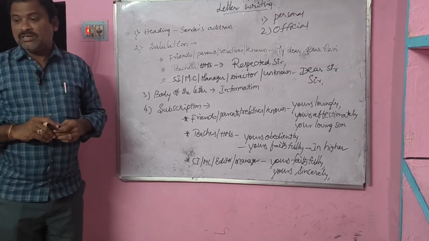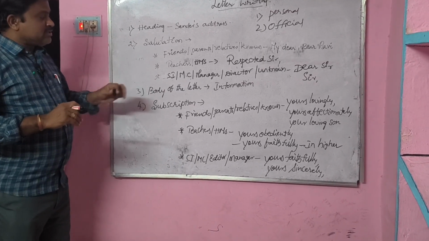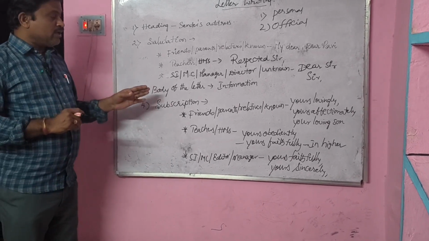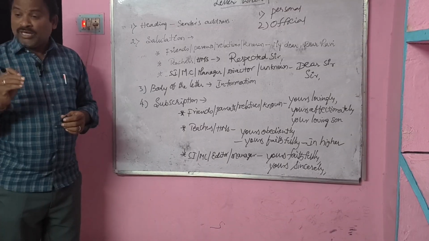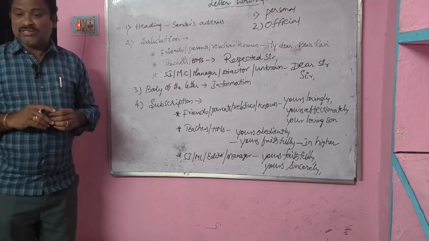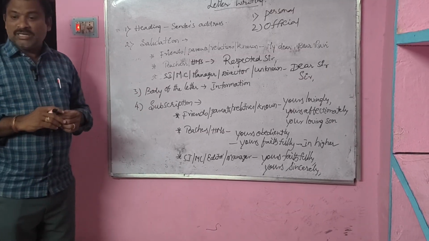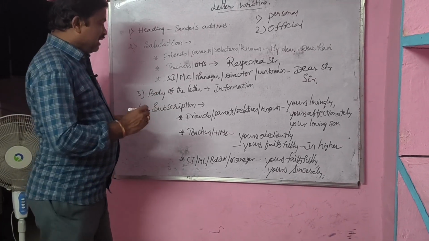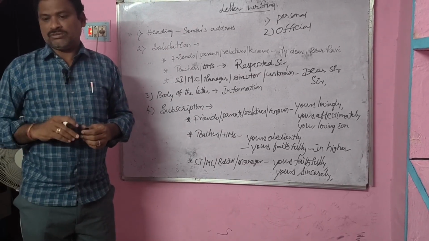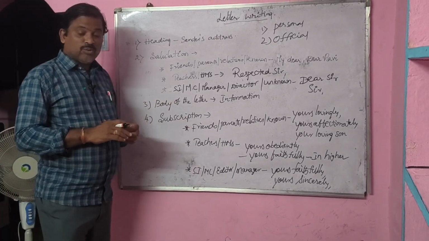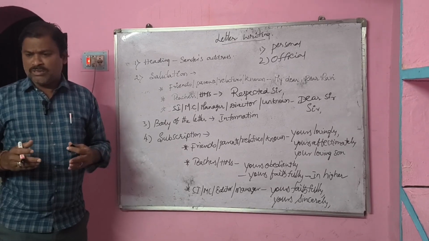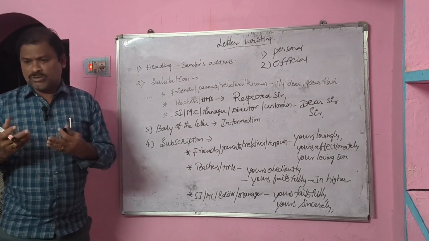Then the third point is the body of the letter. What is the body of the letter? Whatever content or information we have to write in the letter is called the body of the letter. When you write the body of the letter, remember a few very important points. First, write the body of the letter in three parts: one is the introduction, second is the content, third is the conclusion. That means write the body as at least two or three paragraphs. More than that is also possible. It depends on the content or the question.